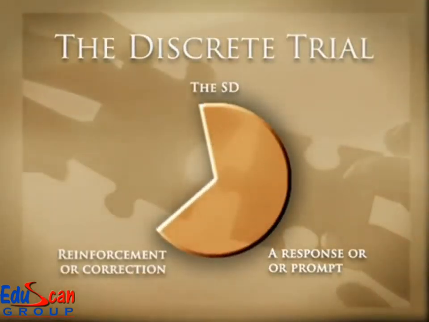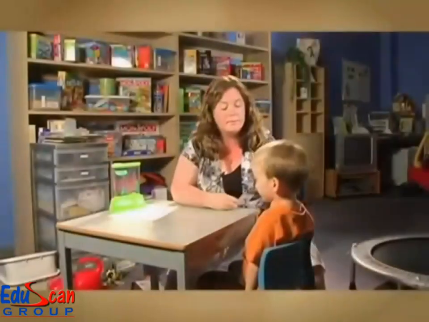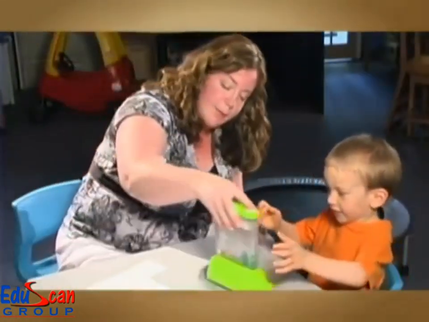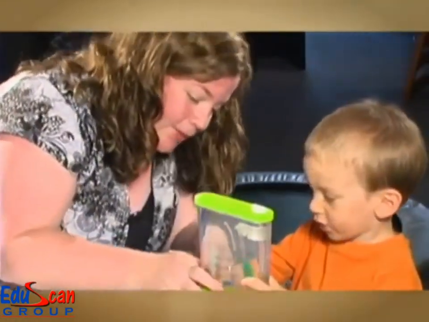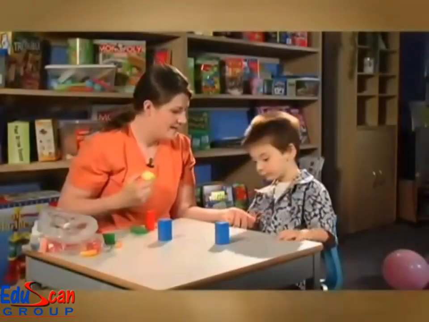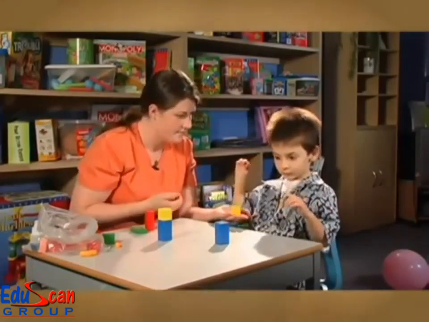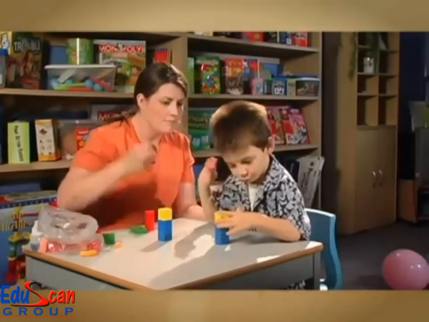Reinforcement is what immediately follows the correct response. Reinforcement is given whether the child responds independently or with the help of a prompt. The second principle of reinforcement is that it should be delivered enthusiastically. If you are excited and enthusiastic when delivering the reward, the child will enjoy the reinforcement more, and that will lead to better learning.